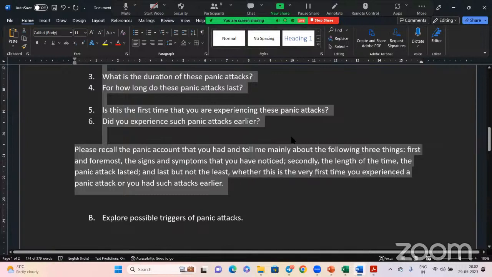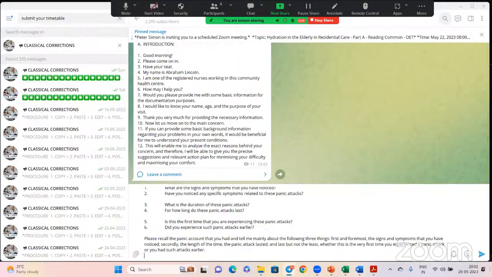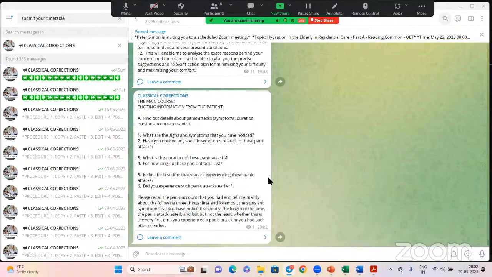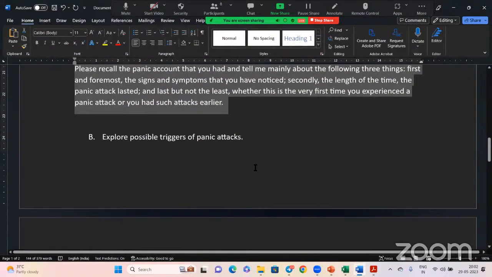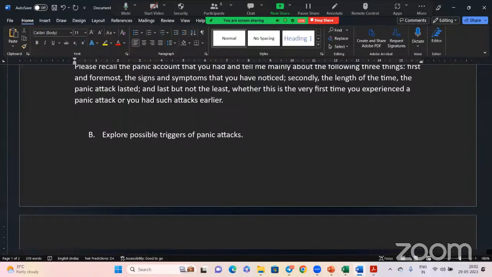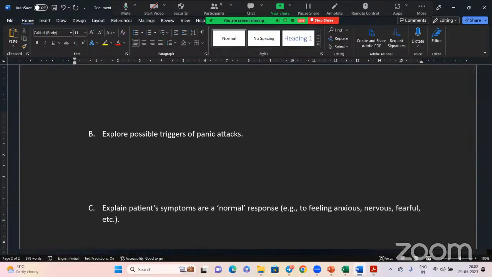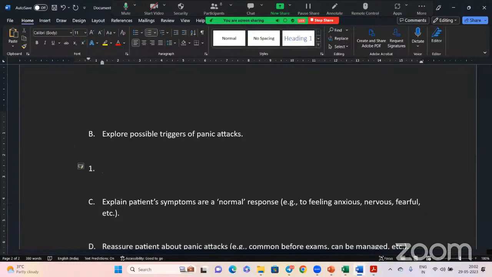These are the symptoms. Now, next one, explore possible triggers of panic attacks. Now you can take number one.